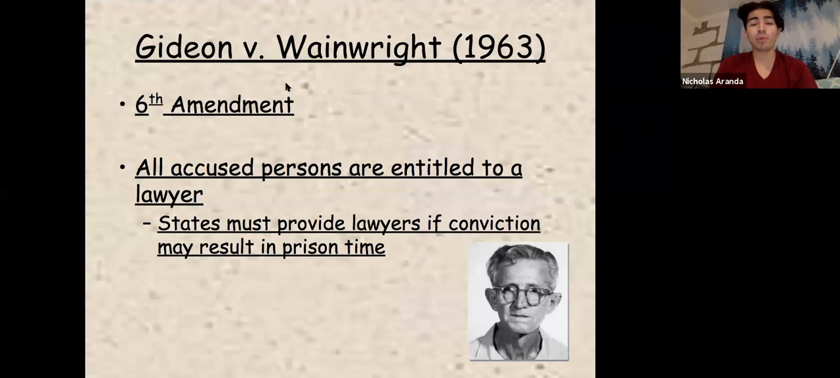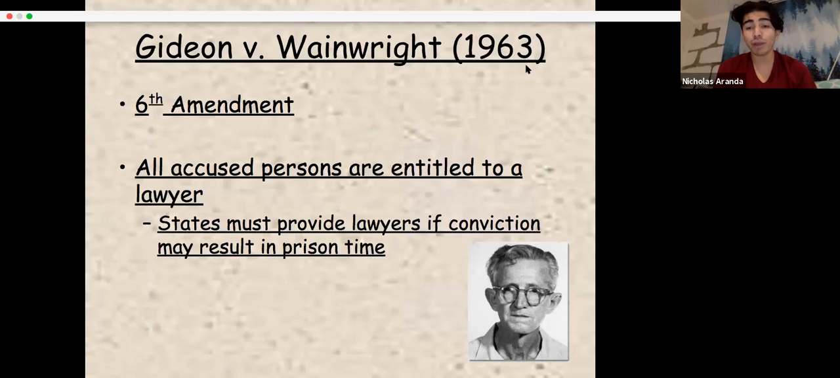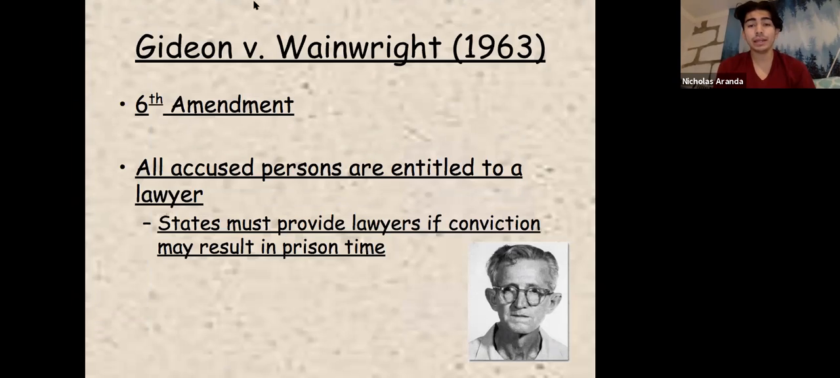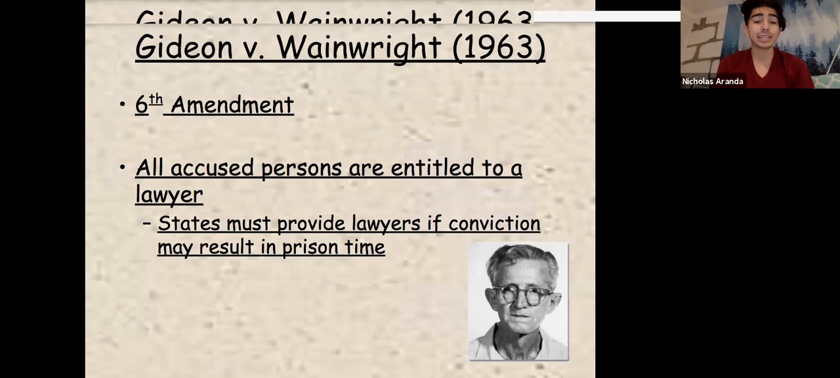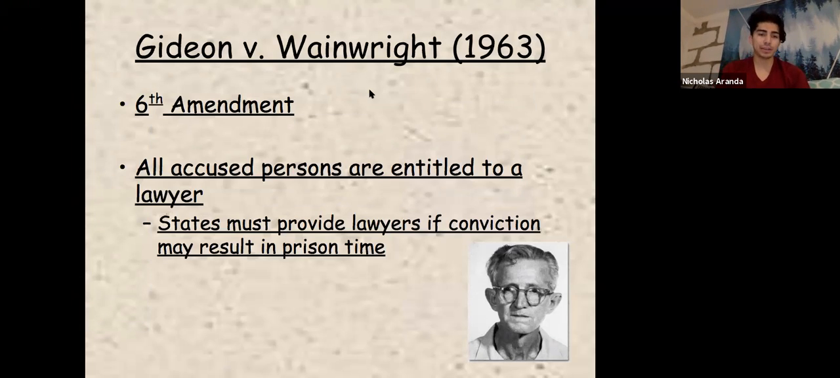Gideon versus Wainwright in 1963 pertains to the 6th Amendment, and it says that all accused persons are entitled to a lawyer, and states must provide lawyers if conviction may result in prison time. So now you have a legal right to defense. And it helps to bolster the 6th Amendment. And many also consider it to be an expansion of the strengths provided by the 14th Amendment, or equal protection under the law.